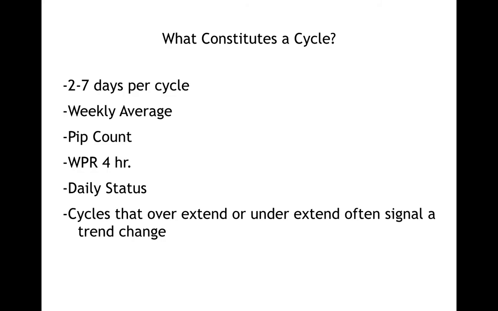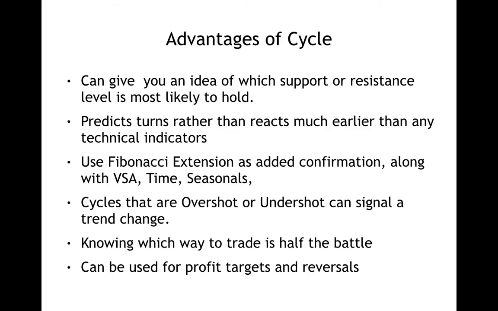Usually, probably 60-70% of the time, the pip count is within 10 to 15 pips. But if a cycle really overextends or underextends a pip count, this is often a signal that there's a trend change going on. Obviously, we also have counter trends, and I have a methodology to count those as well. But you're going to have to get the spreadsheet to get that information.